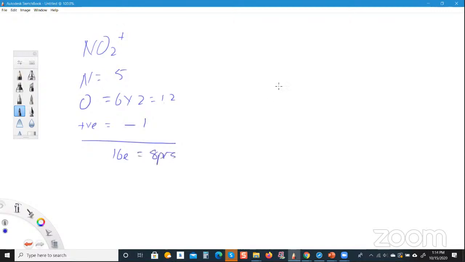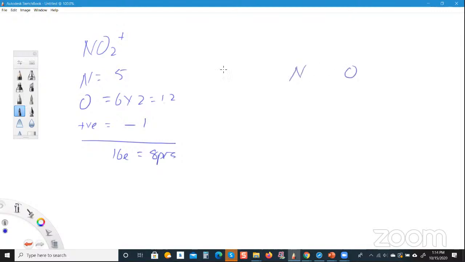NO2 plus. All right. So the first step would be what? Calculate the number of electrons. That would be 5 for nitrogen, 6 times 2, 12 for oxygen, and for the plus charge, minus an electron. That would give us 12 plus 5, 17 minus 1, 16. Whoops, wrong thing.